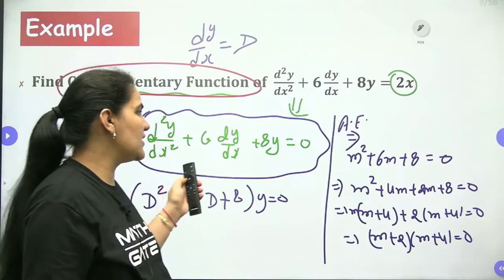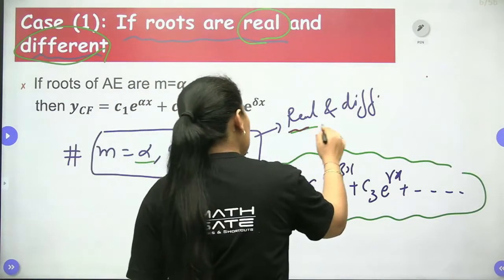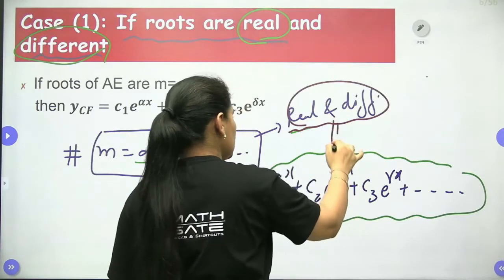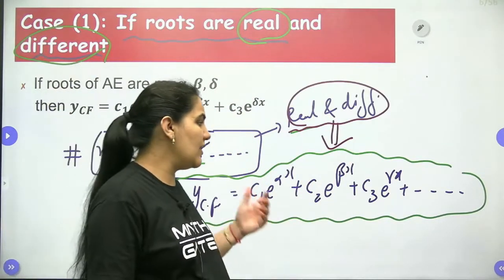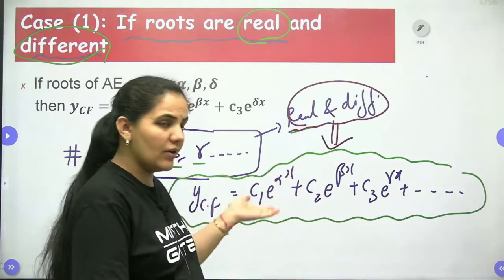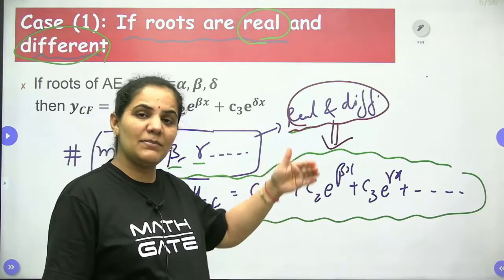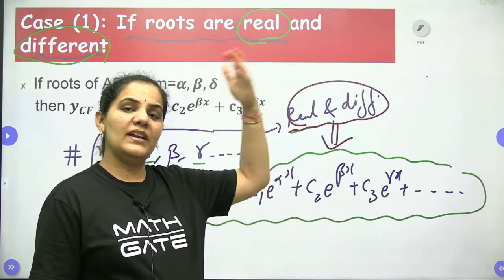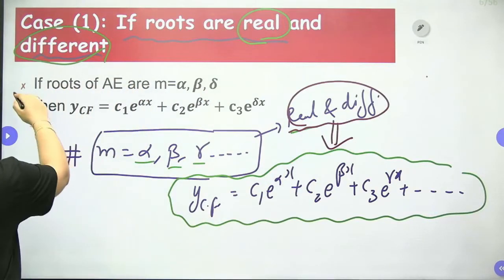So the first case is clear to everyone, I think. Whenever we have roots which are real and different, we can go for this case. Whatever the number of roots, that does not make any difference. Whether we have 1 root, 2 roots, 3 roots, 4 roots, 5 roots, we can proceed accordingly: C1 e to the power alpha x, C2 e to the power beta x, C3 e to the power gamma x, C4 e to the power delta x, and so on. So case number 1 is done.